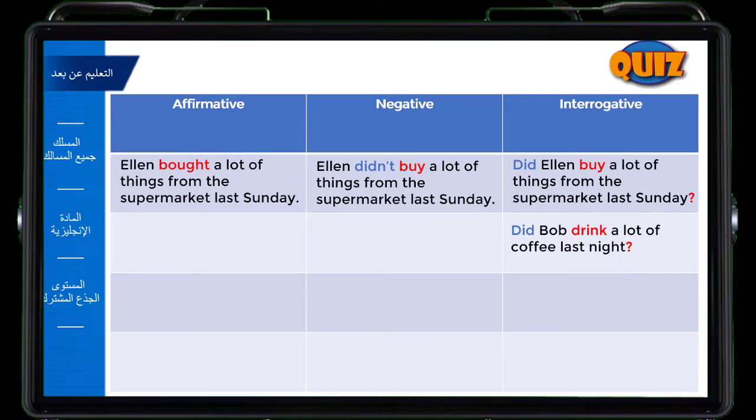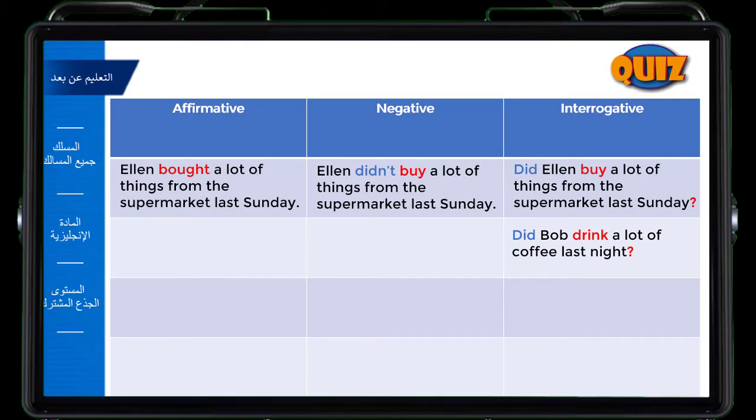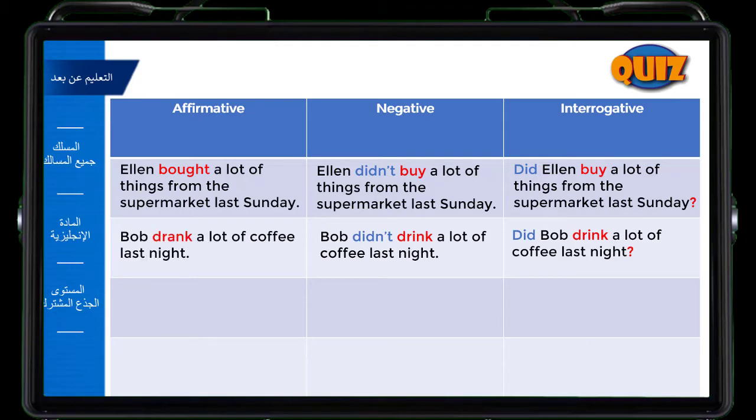Did Bob drink a lot of coffee last night? So this is the interrogative form. Now, what's the negative form? Great! Bob didn't drink a lot of coffee last night. Now, what's the affirmative form? Great job! Bob drank a lot of coffee last night.